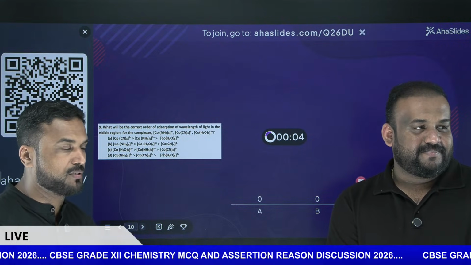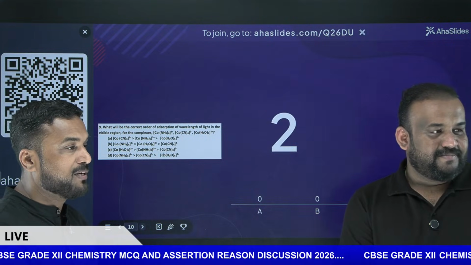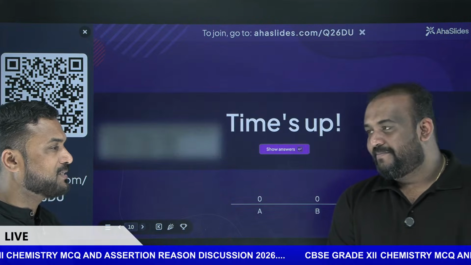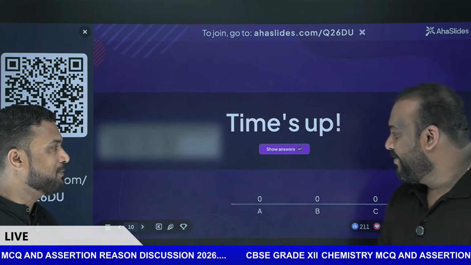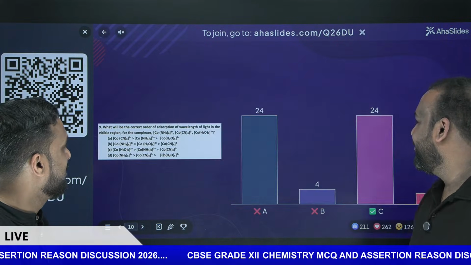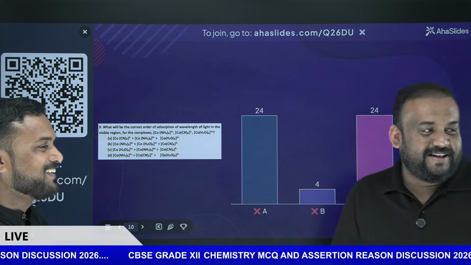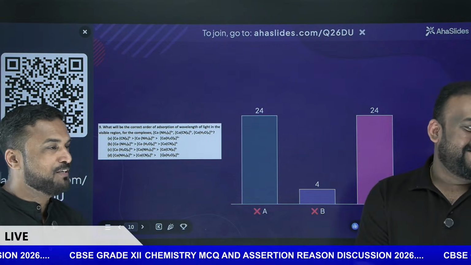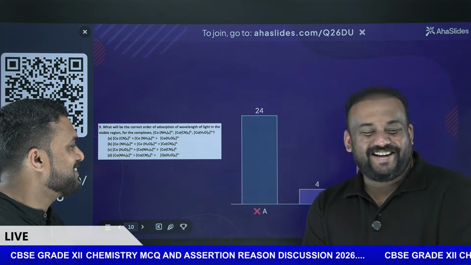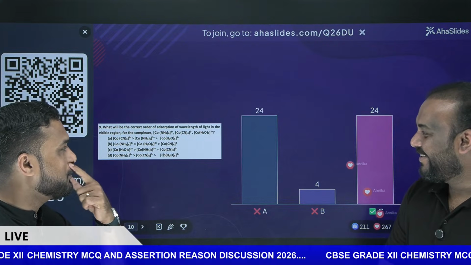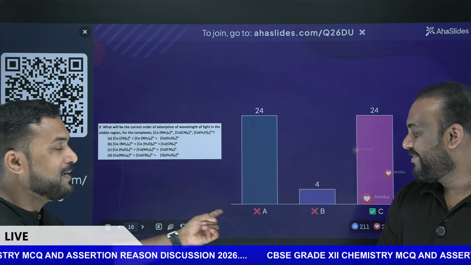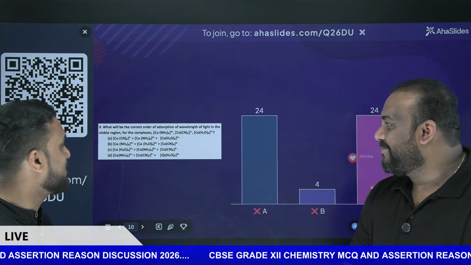You have to read the question carefully. Which one has the strongest ligand? Which will have the highest energy? Time is up. Let us check. There is a big gap. 24 and 24. The right answer is option C. 24 people opted for C, but at the same time, 24 people opted for option A.